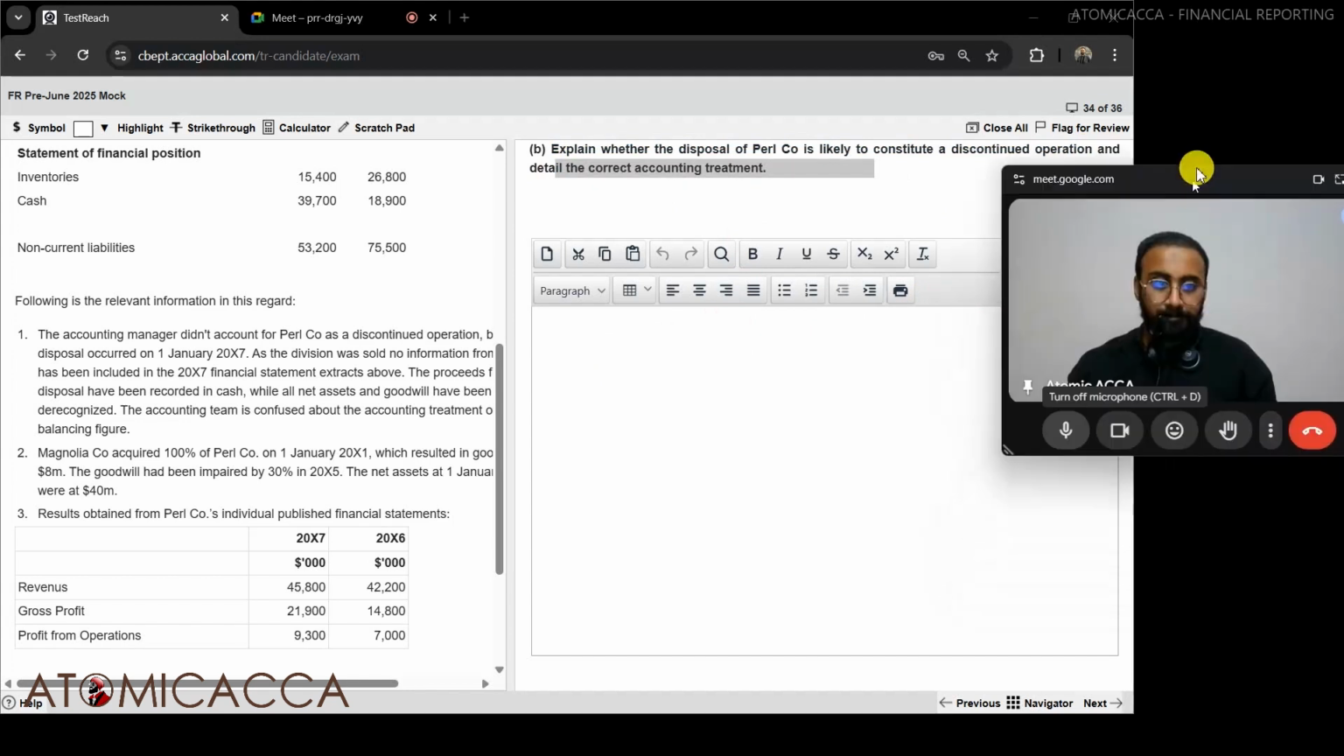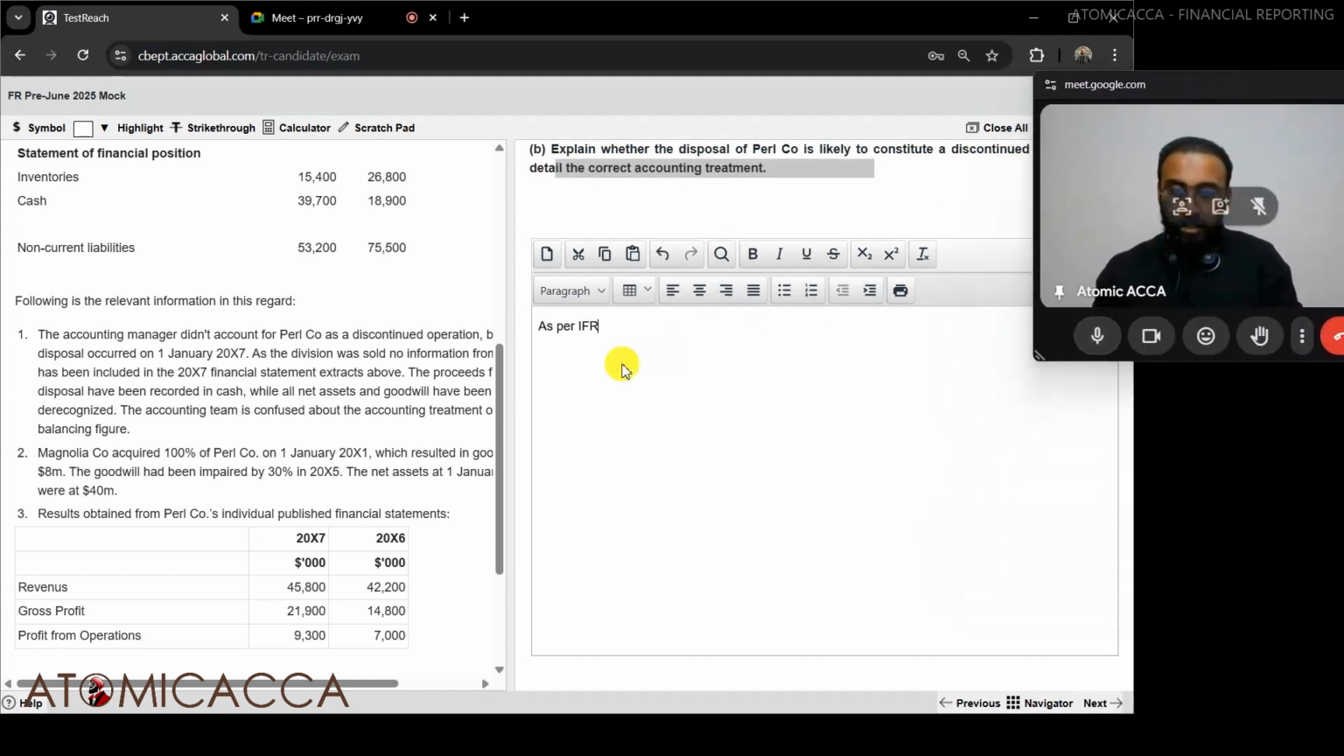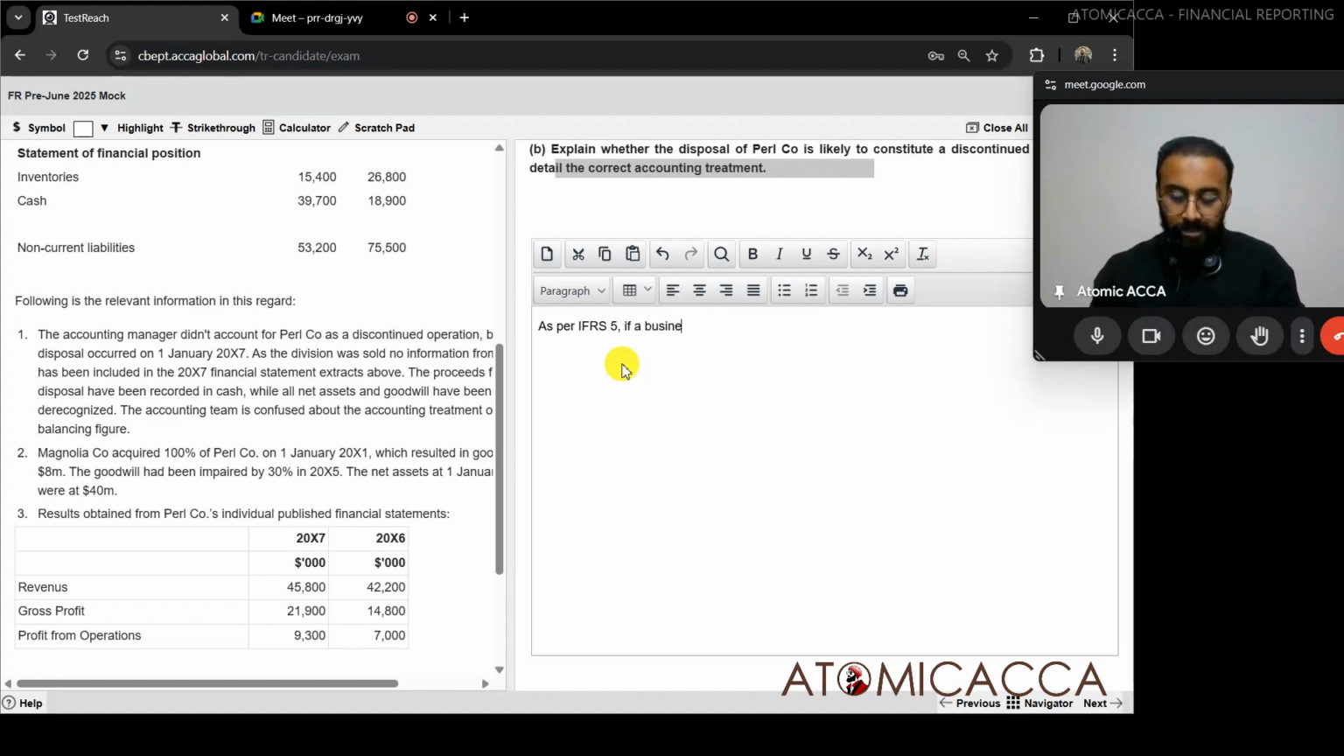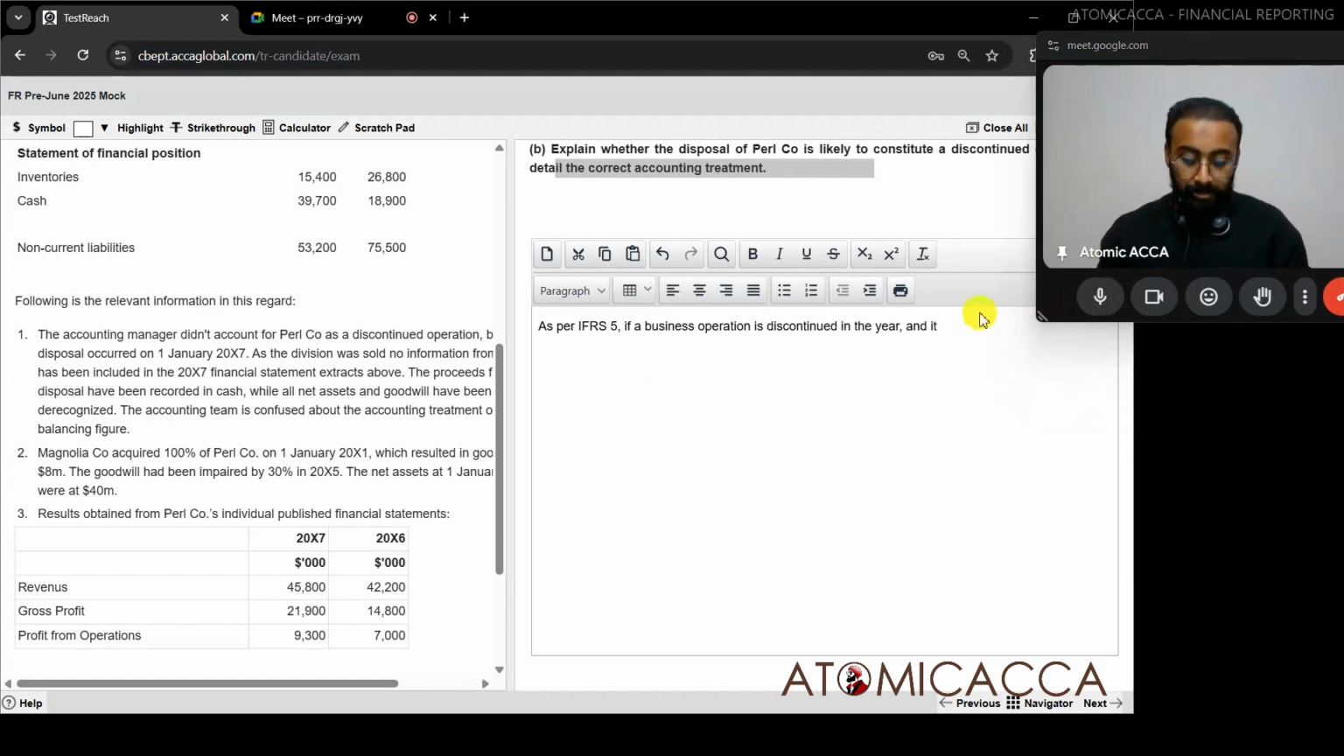So we can say over here, as per IFRS 5, if a business operation is discontinued in the year, and it is part of one, and it represents a major business line or geography, then it is said to be a discontinued operation. Now, what is the situation over here?